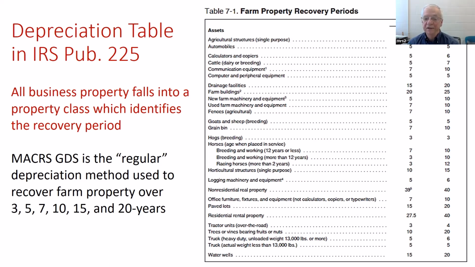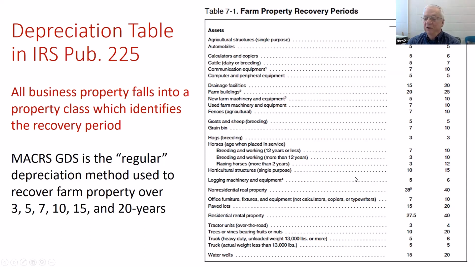And you can see under this that new farm machinery and equipment is 5-year life. Used is 7-year life. So those would be the years over which you would be able to recover the cost of that asset, as opposed to doing it all in the first year. Horses, well, let's not do that one. Fences are 7-year, and farm buildings, general farm buildings, are 20.